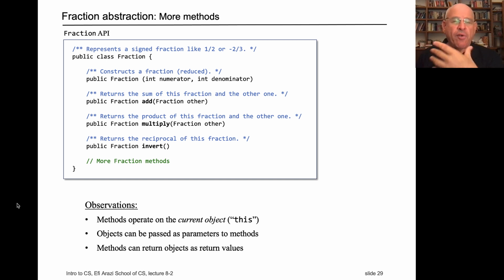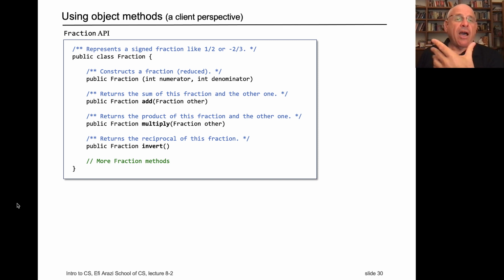Now look at add, for example. Add receives as a parameter another fraction object, right? There is a variable or a parameter called other. The type of other is an object type, fraction, and add does something, and at the end, add is going to return a fraction object, which is the result of adding the current object and the other object.